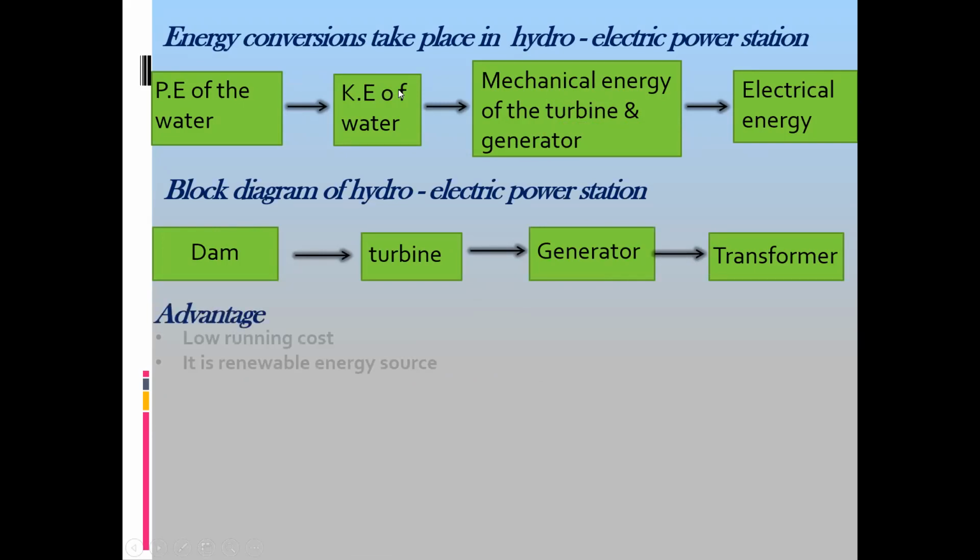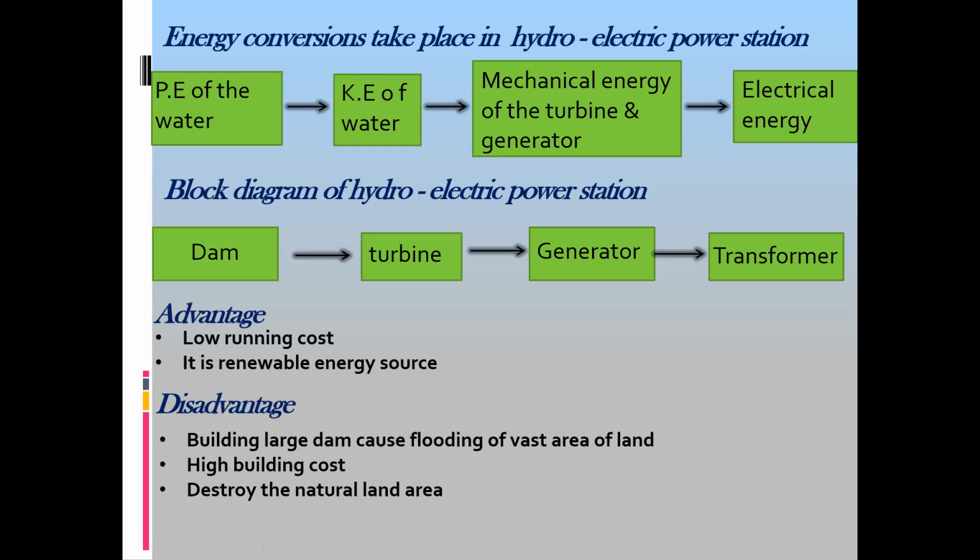Then what are the advantages? It's low running cost. Low running cost means you don't have to buy fuel for hydroelectric. Continuously the water is flowing and you can generate electricity. And it is the cheapest way of generating electricity. There are different methods to generate electricity, but this is the cheapest way to generate electricity.